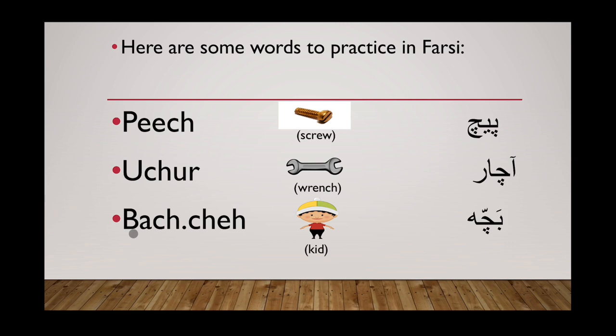And this one's a little bit different. This one is batche. This one has something that we call a tashdid, but I will come back to that in a future lesson to talk about this, so don't worry too much about it. Just learn the pronunciation of the ch sound. Batche, which means kid.